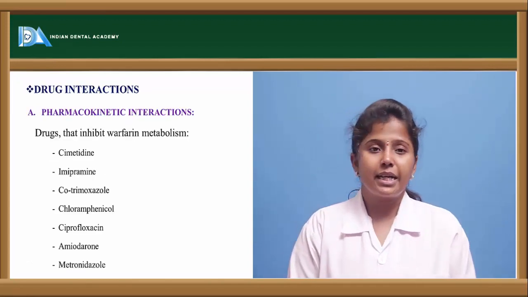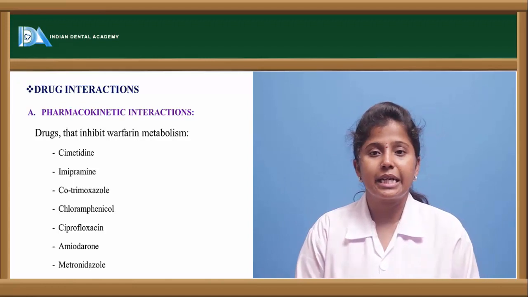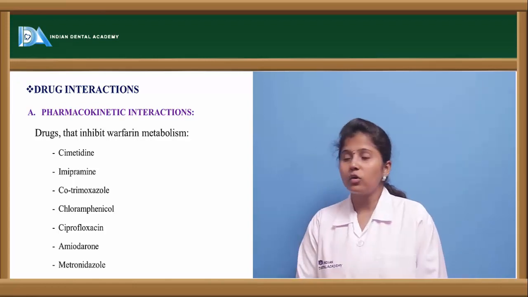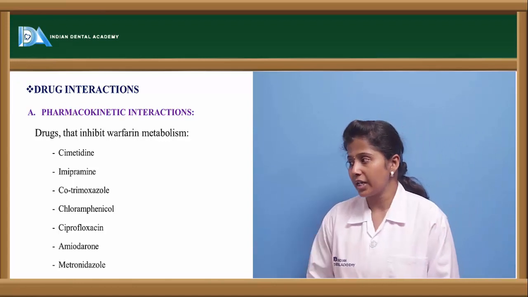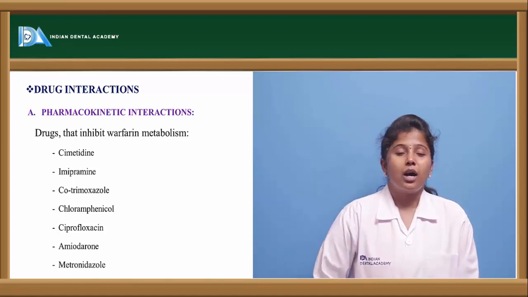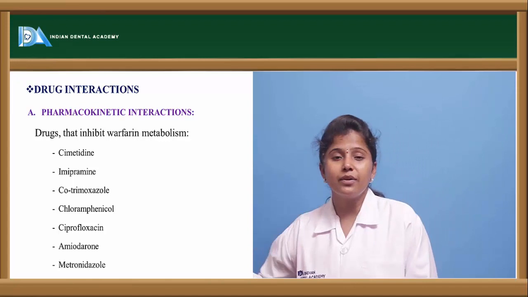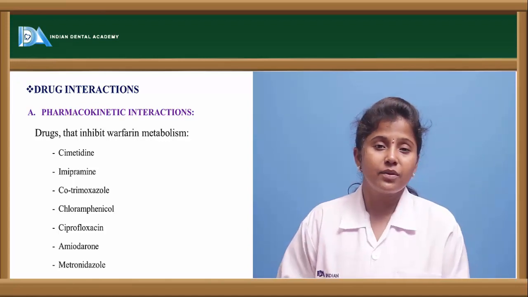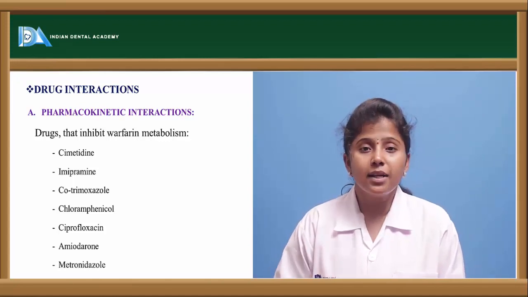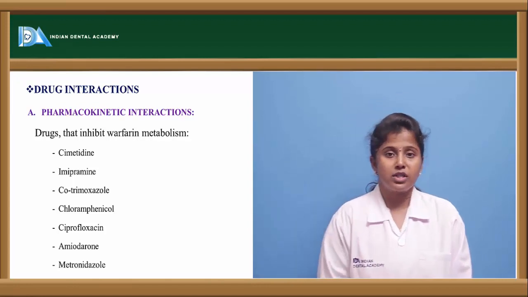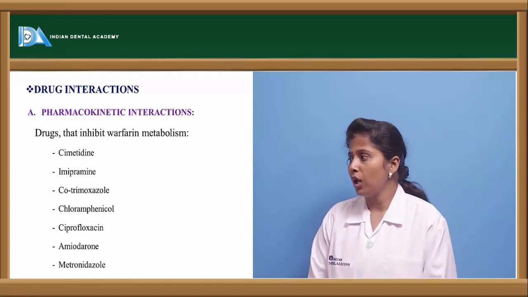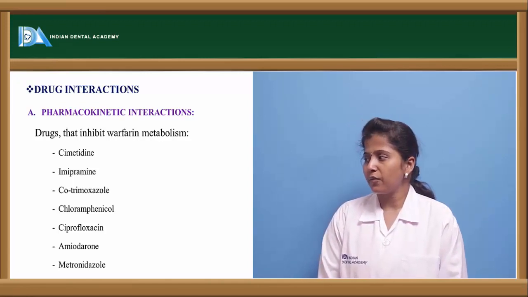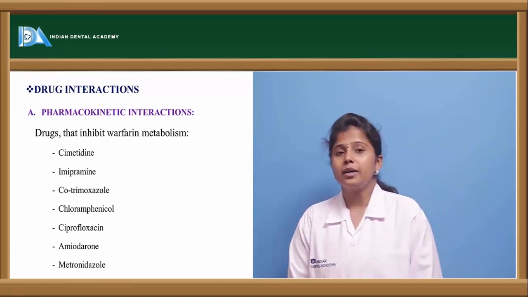What are the drug interactions? So how does warfarin interact? There are pharmacokinetic interactions and pharmacodynamic interactions. Pharmacokinetic interactions: if warfarin is given with some drugs, they cause inhibition of warfarin metabolism. The drugs like cimetidine, imipramine, cotrimoxazole, chloramphenicol, ciprofloxacin, amiodarone, and metronidazole.